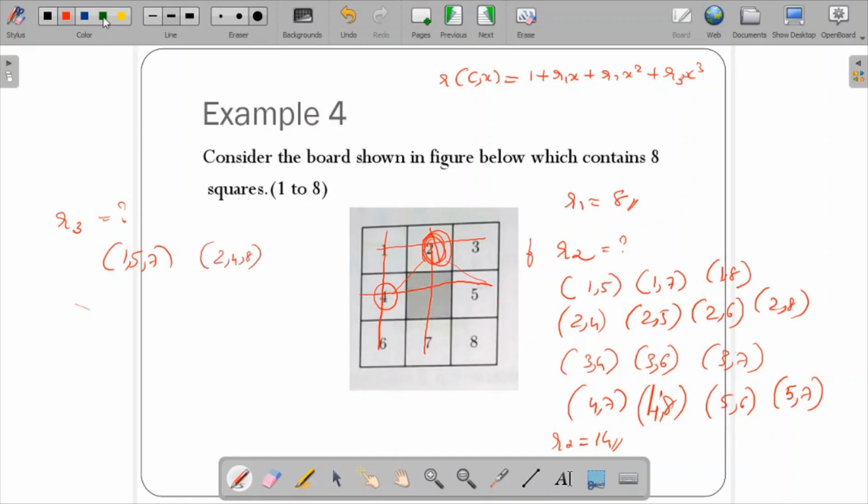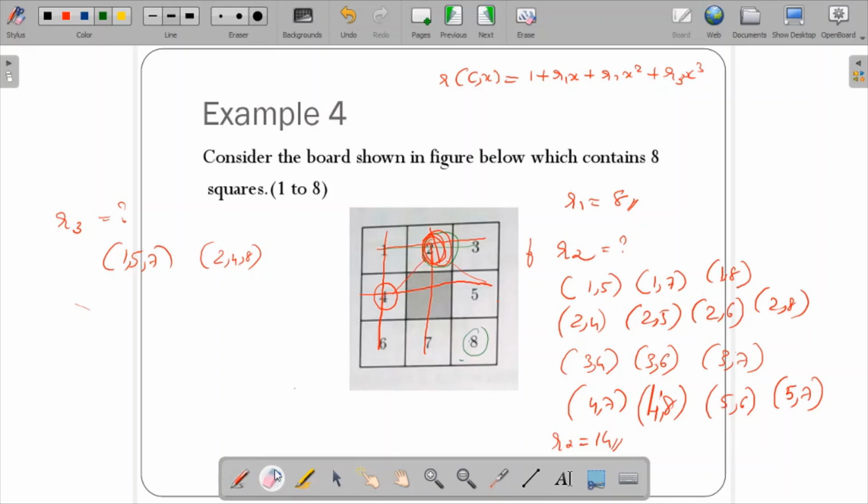You can just check here. When I circled 2, this and this I cancelled. Next I paired with 4, and this and this got cancelled. So 6 and 7 are already lost. Left was 8. Okay, left was 8. So 2, 4, 8.